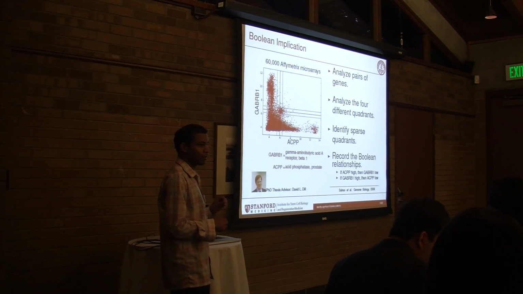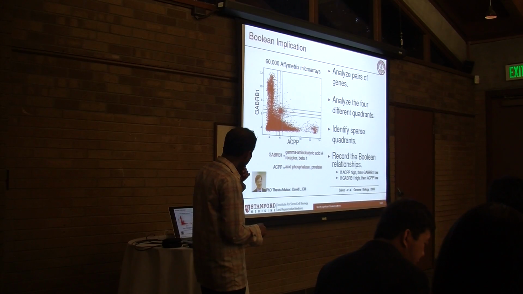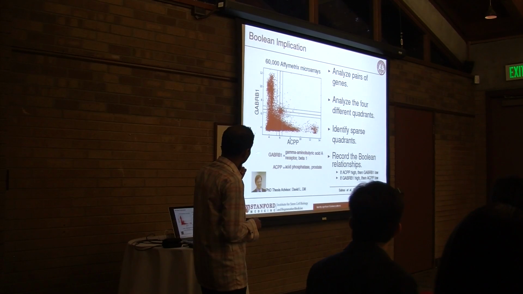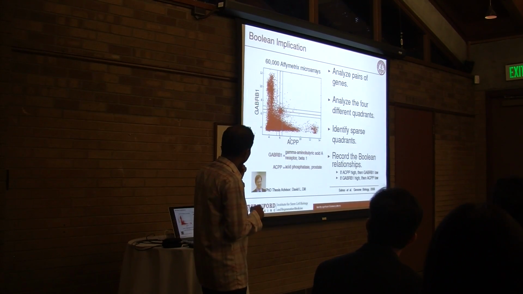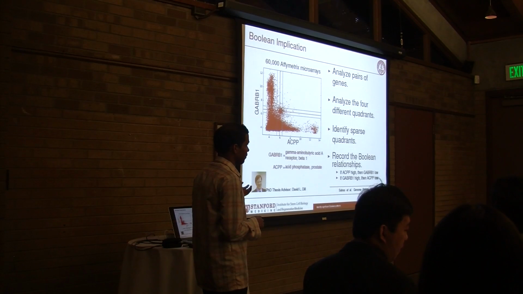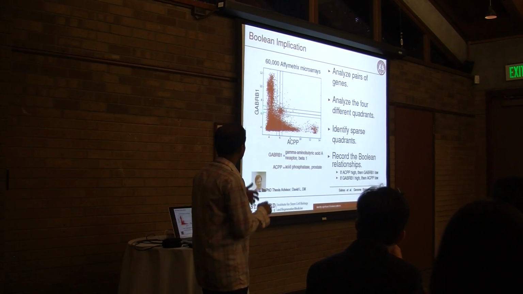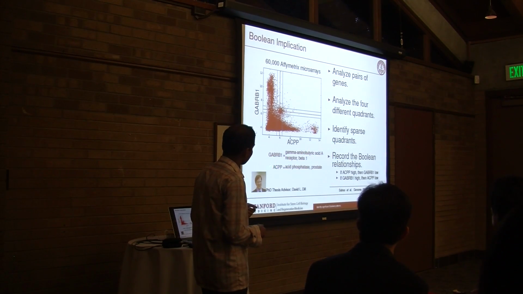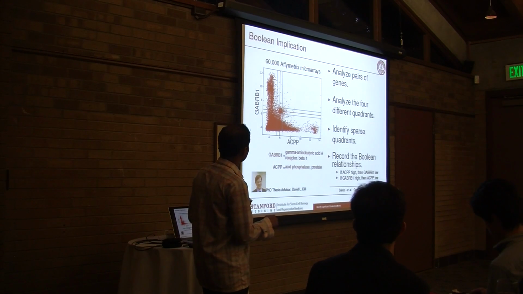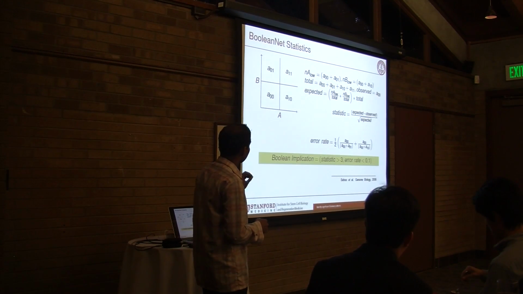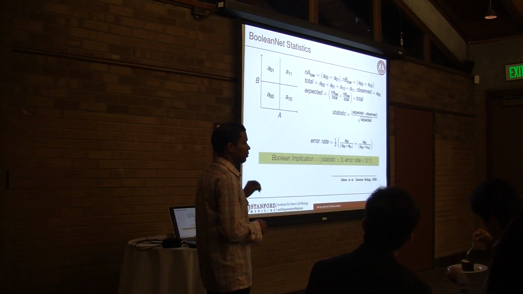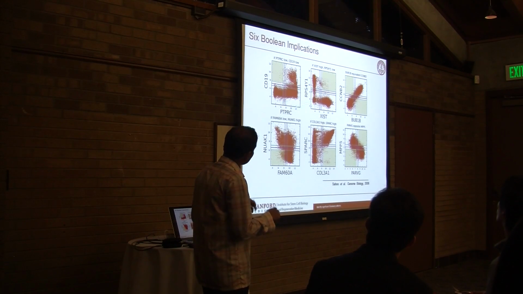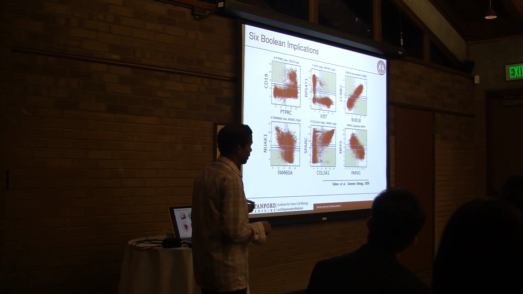So you can go through the ideas of Boolean logic. Here you can think about this pattern as saying if ACTP is high, then GABRB1 is low. Right? So that's a very simple description of what you can see here in this catalog. And we call this Boolean implication relationships in this case. There is a statistic developed to capture this kind of Boolean relationships in the data. Right? So if you go through this data set, there are many different kinds of patterns that you notice.